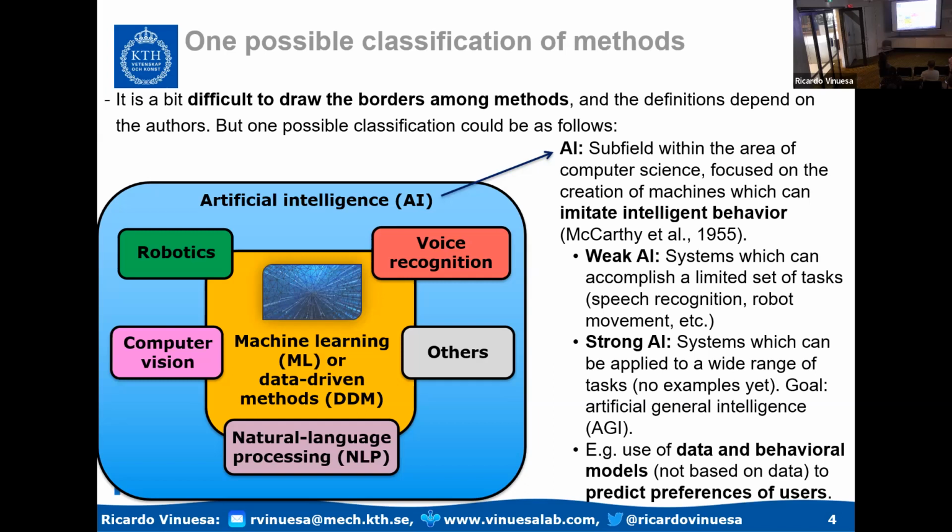So this is one possible way to put some order in all these possible ways to tackle all these large databases. It's difficult to draw borders among the methods, but we're going to try to use a common language for today's presentation. Artificial intelligence would be perhaps the broadest term that encompasses many different applications to robotics, computer vision, voice recognition, NLP, natural language processing.